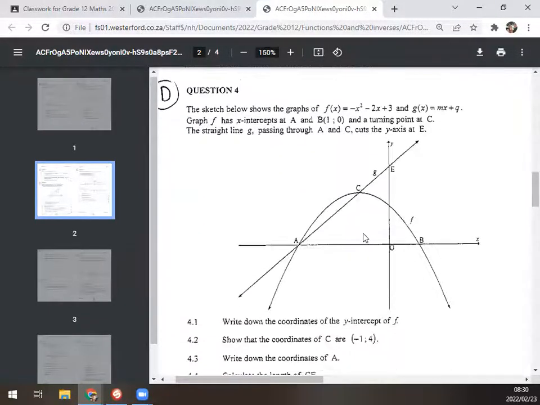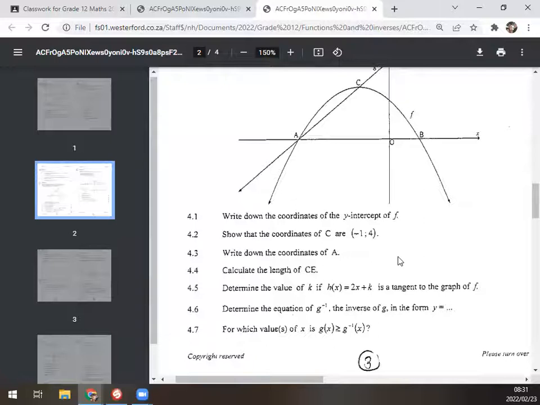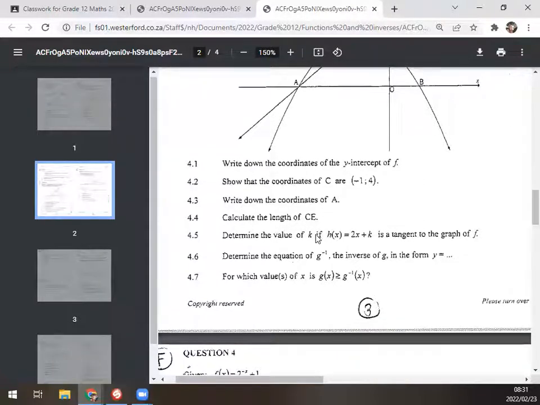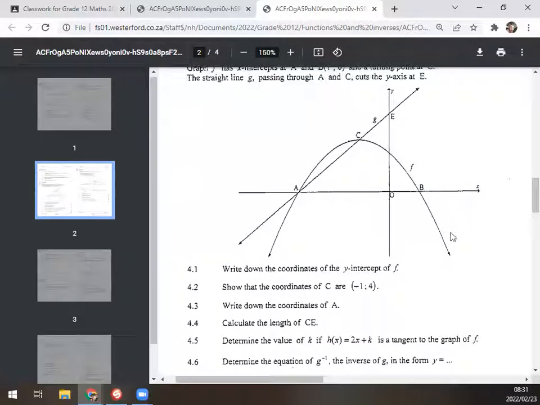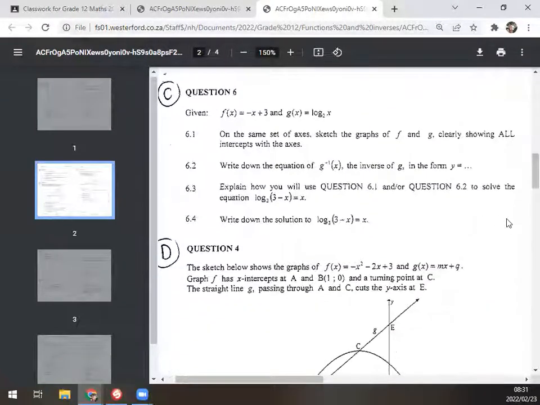And then I would like you to do D as well. In D, we have a parabola and a straight line. This is something that you would have been able to do last year, but now they are putting in some extra stuff here. g to the negative 1, the inverse. For which values of x is g greater than the inverse? So that is some inverse work there. I'll leave C on the board for you now. You can start working, guys.